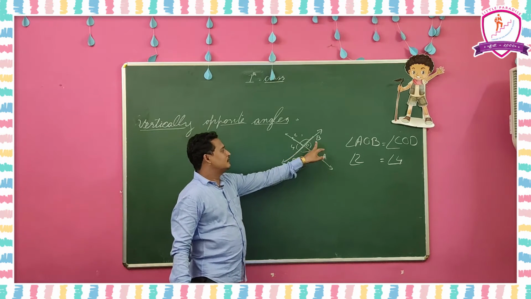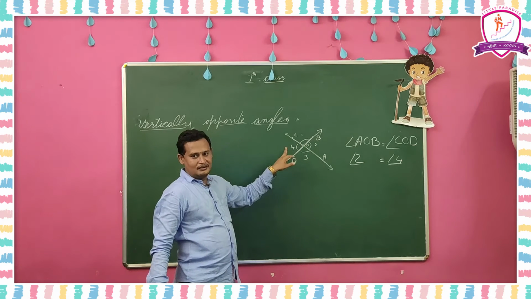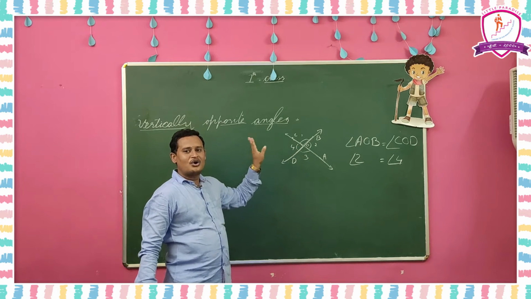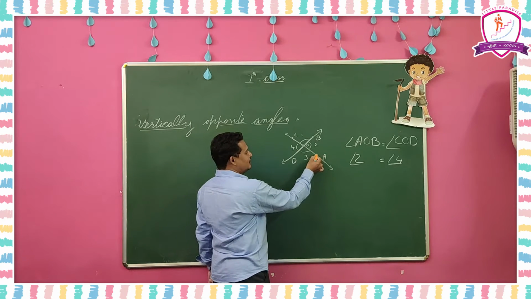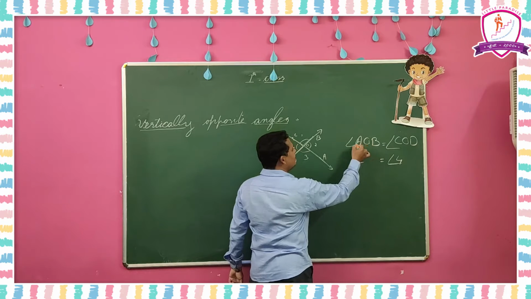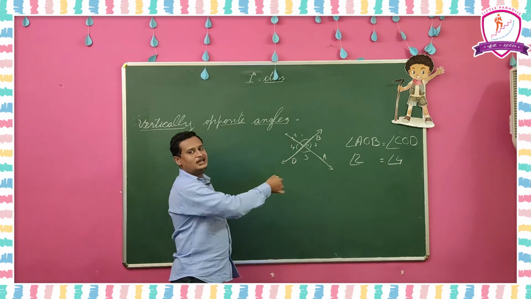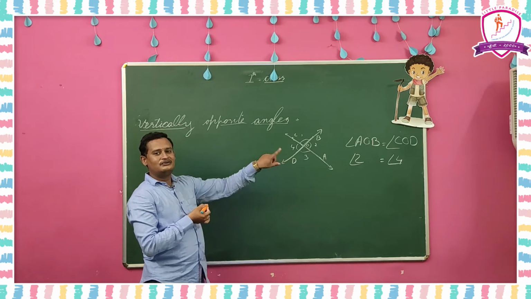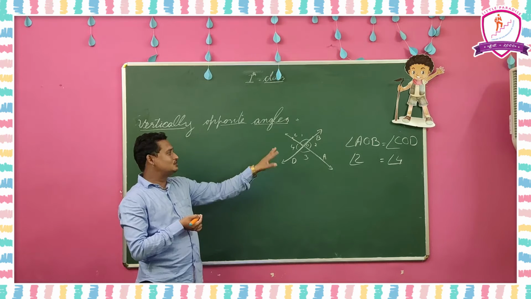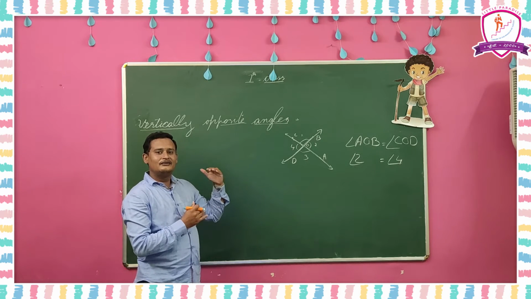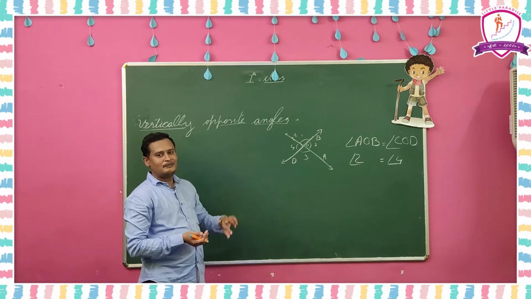Okay. So vertically opposite means two angles have the same vertex but should not have any common arm. Here there is no common arm. In AOB, OA and OB are the rays. In COD, OC and OD are the rays. O is common for both angles, but these two angles do not have any common arm, so we can call these two angles vertically opposite angles.